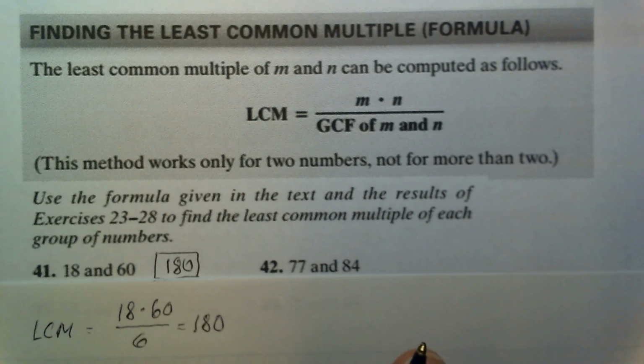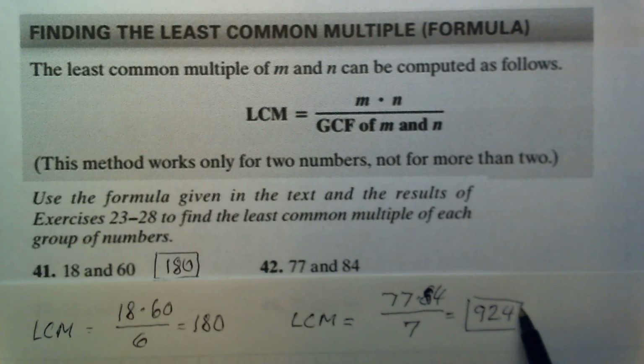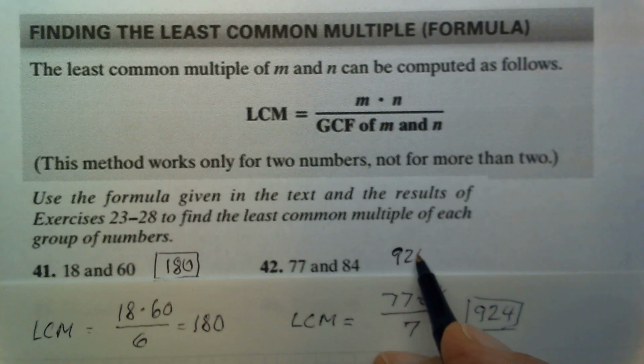Similarly, for number 42, the least common multiple for 77 and 84, so we take the product of 77 and 84, divided by the greatest common factor of m and n. And the greatest common factor of 77 and 84 is 7. So we divide 7 into 77, that's 11. And 11 times 84 is 924. So that is the least common multiple for the numbers 77 and 84. So 924.